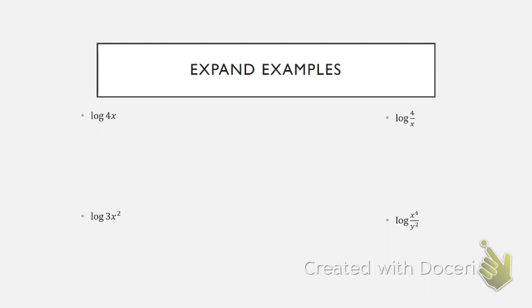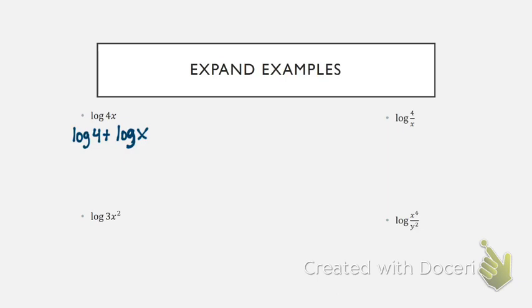Okie doke. So log of 4x. I have two inputs. I have a 4 and I have an x. They're being multiplied. So if I want to break these up into two separate logs, I just write log 4 plus log x. 4 and x are being multiplied, so when I bust them up into two different logs, we add.